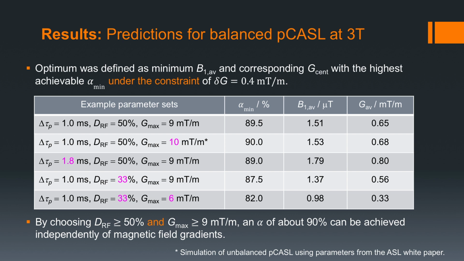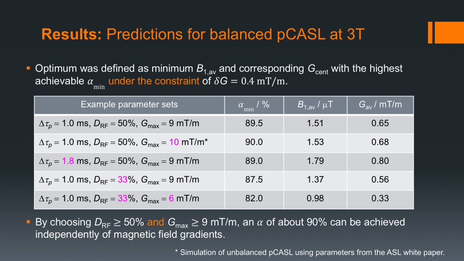What we define as the optimum is a measuring point with the lowest average B1 possible and the corresponding G center, where the highest alpha min is achieved under the constraint of delta G of 0.4 millitesla per meter. In the table, examples of such operating points are shown.